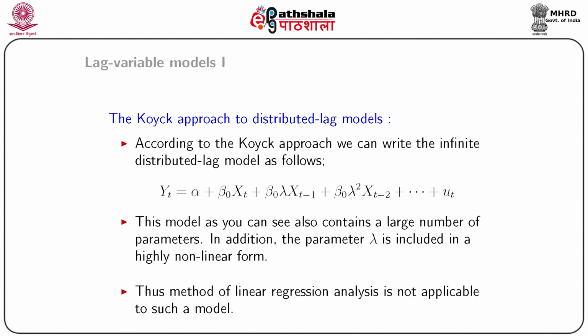Now according to the Koyck approach, we can write the infinite distributed lag model in terms of alpha, and in place of beta 1, beta 2, beta 3 and so on, we can replace them by beta 0 multiplied by lambda raised to the power of k. This model, as you can see, also contains a large number of parameters. In fact, there are an infinite number of parameters since we kept an open end on the lag in the time period that we wish to go back in time. So we have beta 0 and an infinite number of lambdas, and also in this model we have multiplied terms of beta 0 and lambda together, which makes the model non-linear. Because this model is non-linear and has a high number of parameters, the method of linear regression analysis is not usually applicable to such a model.